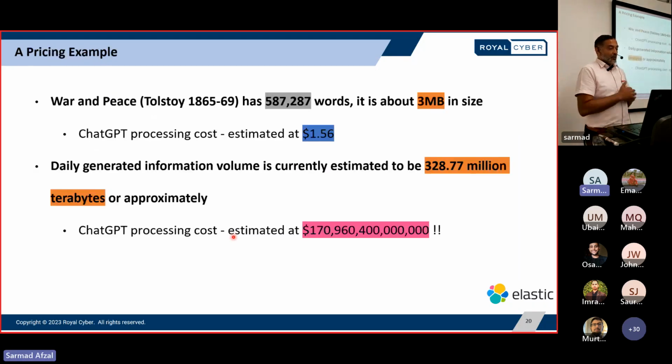How many people have read the book War and Peace? The book has about 587,000 words in it. If you want GPT to process it, it will cost about $1.56. Daily generated information in Google is about 328 million terabytes. If you ask ChatGPT to process that, it will cost you this much. And I don't know how to read this. That's a lot.